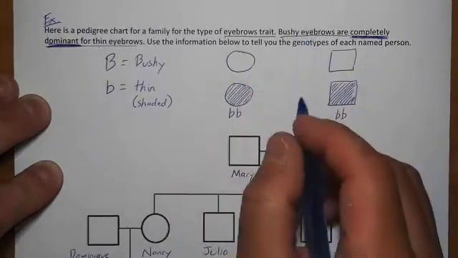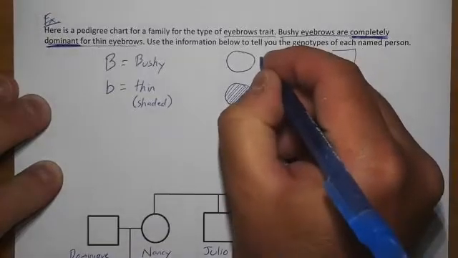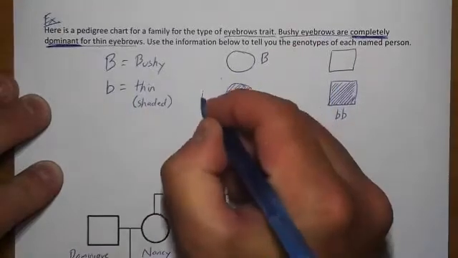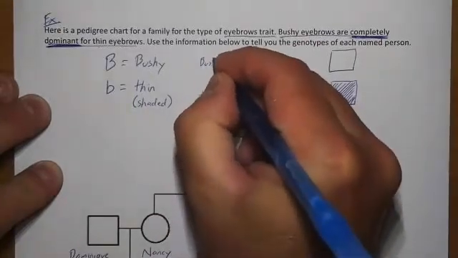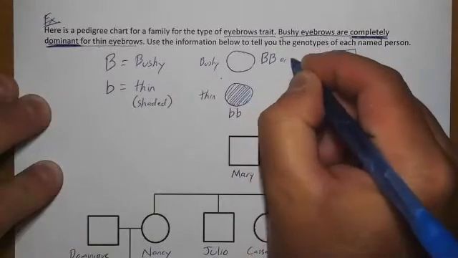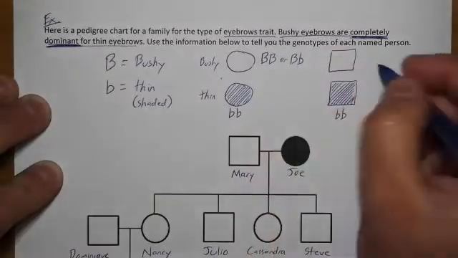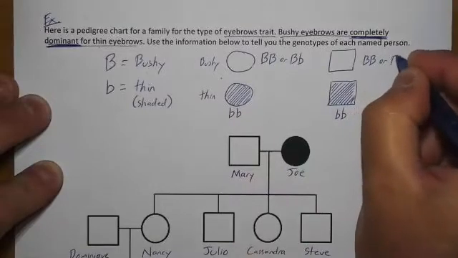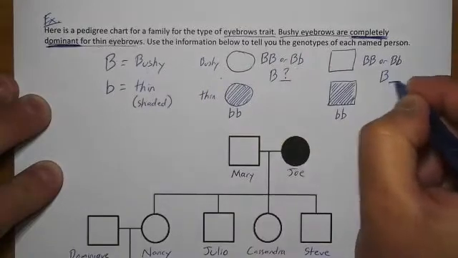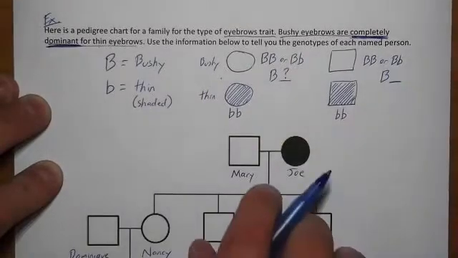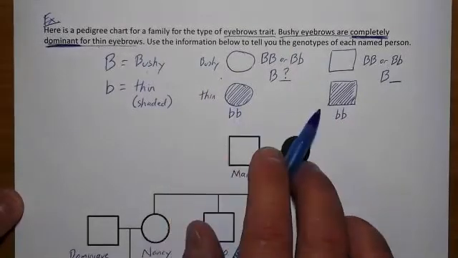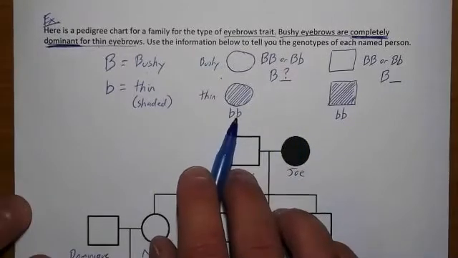The ones that are not shaded, not so much. You know that they have to have at least a capital B to be bushy. These are thin. These are bushy. But that second letter is a mystery. Could be capital B, or they could be a carrier where they're capital B lowercase b. So you don't know which one it is. Sometimes I write it as B and then a question mark, or B with just a line, because I know I've got to fill that in later. And so as you go through your pedigree chart, where do you start? You start with the shaded ones because it's real easy to see that if it's shaded, it's obviously lowercase.